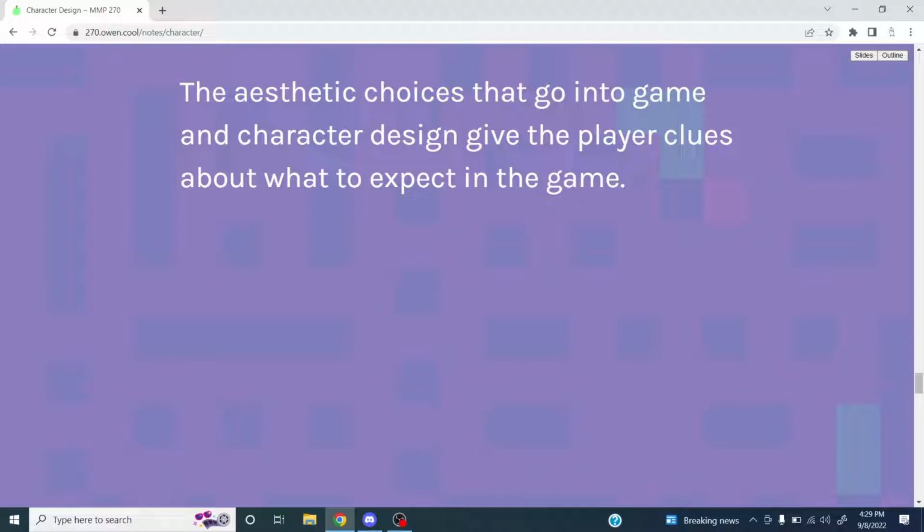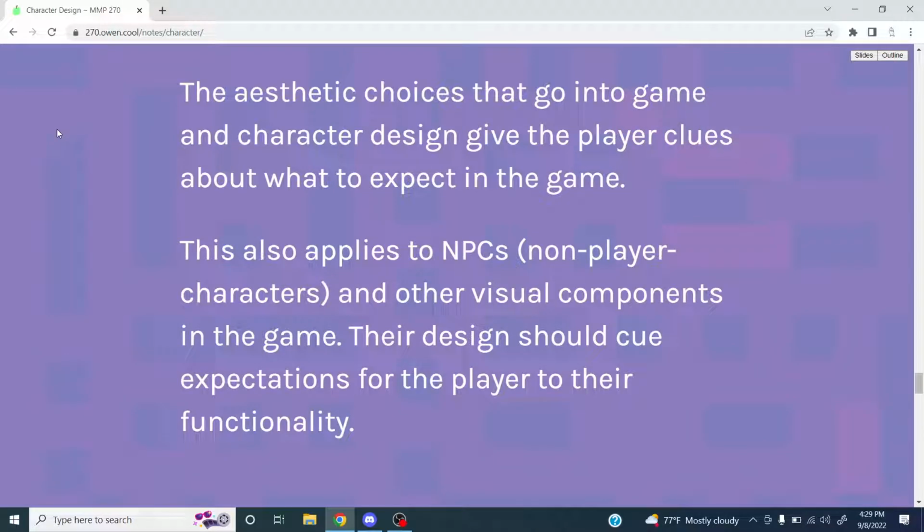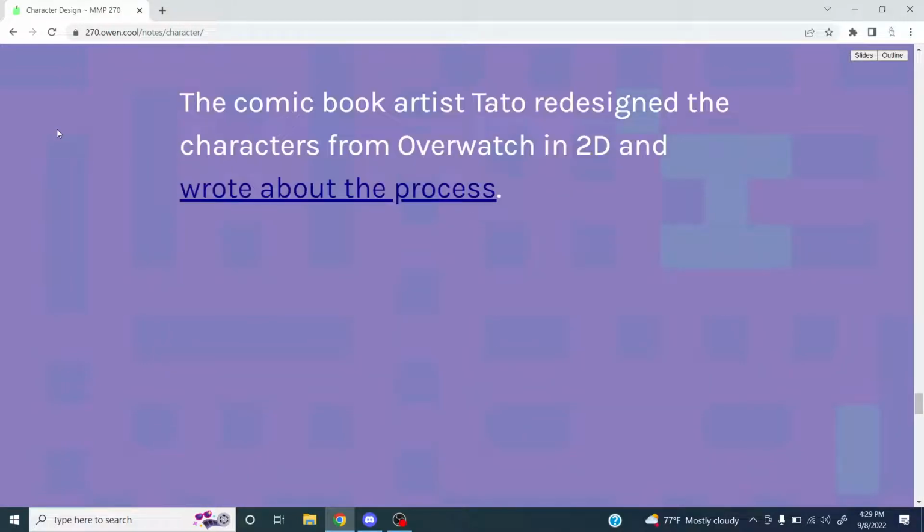So the aesthetic choices that we make with our character design tend to give the player cues or clues about what to expect in the game. This applies for NPCs as well, and general design choices within the game. It gives us cues as to what type of game we're playing, and what we might be doing in the game.